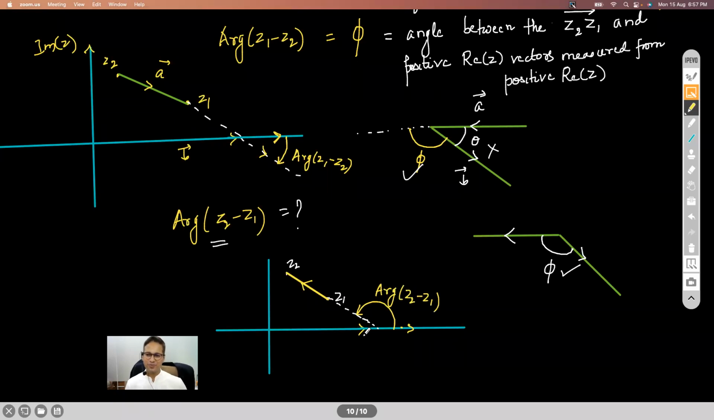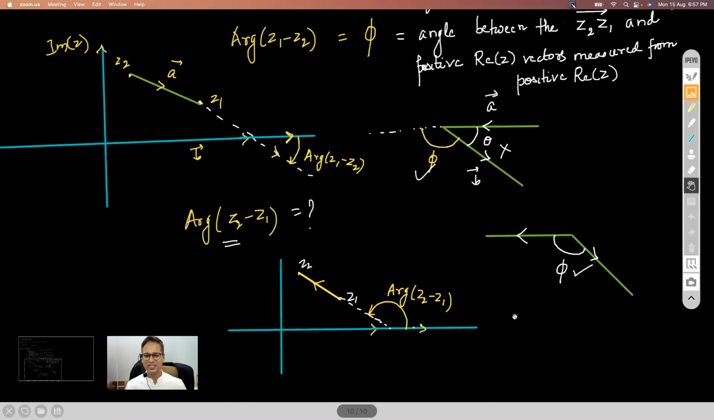Understood this? So for that, you don't have to locate Z1 minus Z2 or Z2 minus Z1 on the Argand plane. No, you can directly figure that out from Z1, Z2 location as well. This concept is definitely missing from NCERT and many of the good books as well. Understood? Any questions here?